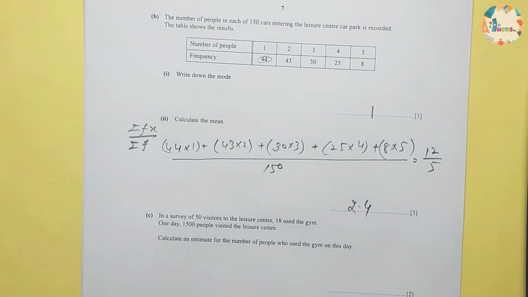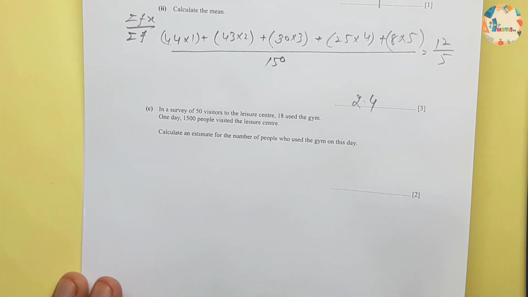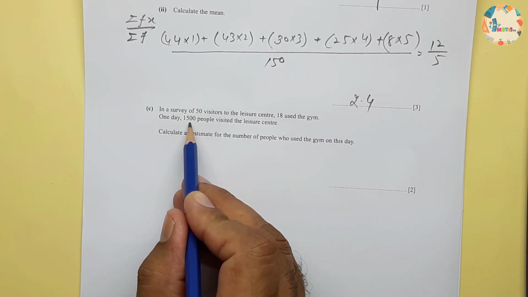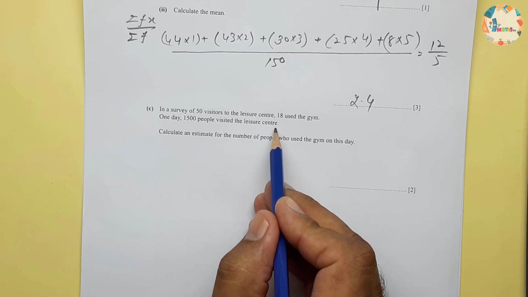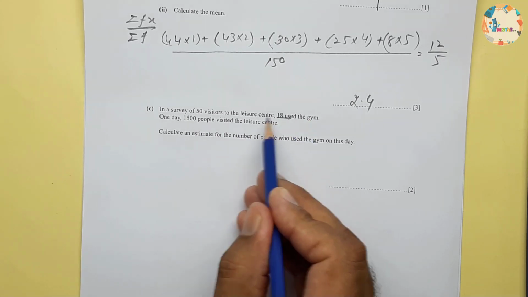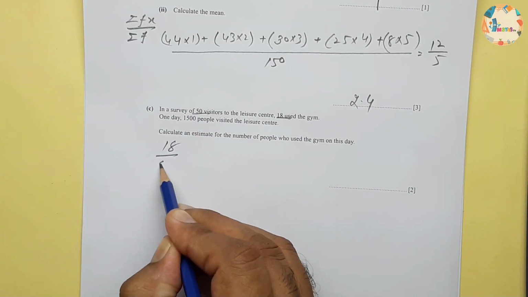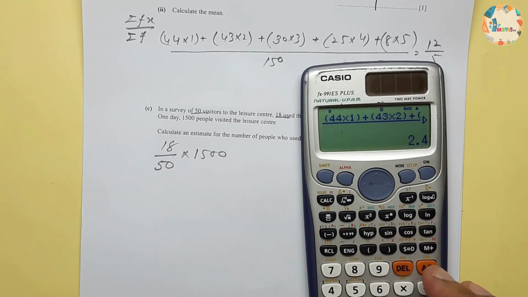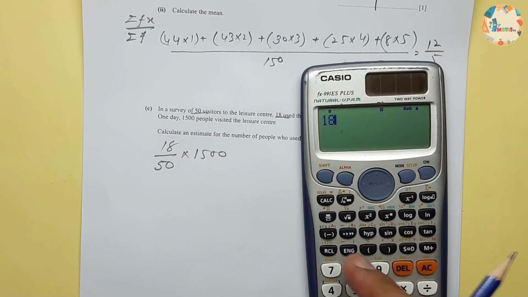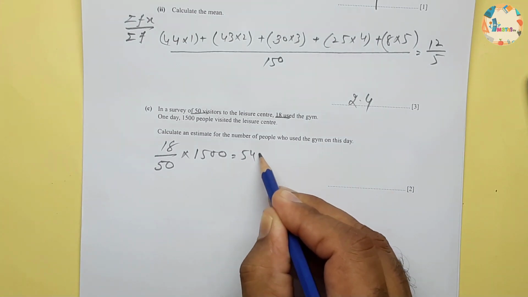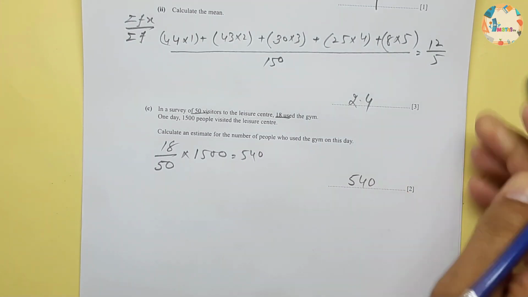Then in a survey of 50 visitors to the leisure center, 18 used the gym. So one day 1500 people visited the leisure center. So 18 out of 50 is the ratio. So multiply by this one out of 1500. How many will be the people? 18 divided by 50 into 1500. This will be equal to 540. So answer will be 540.